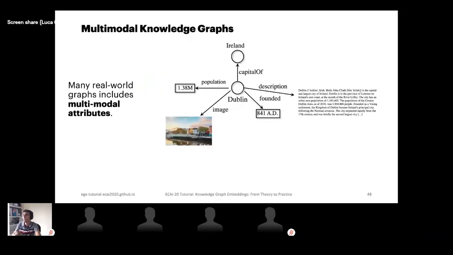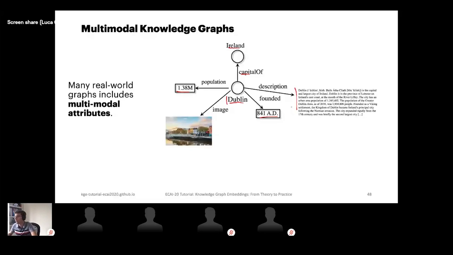discussed in the literature recently, but there is a lot of work done also on so-called multimodal knowledge graphs. As I said earlier on in the talk, many real-world knowledge graphs, besides including relations between concepts, for example, Dublin, capital of Ireland, some of these concepts may be associated to what we call multimodal attributes: numbers, dates, text, images.